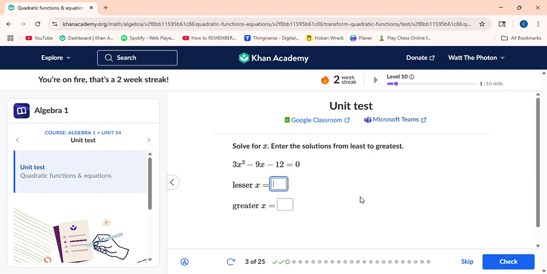What's that? x minus 4, x plus 1. I think that's right. And you get x is equal to 4, -1. -1, 4.